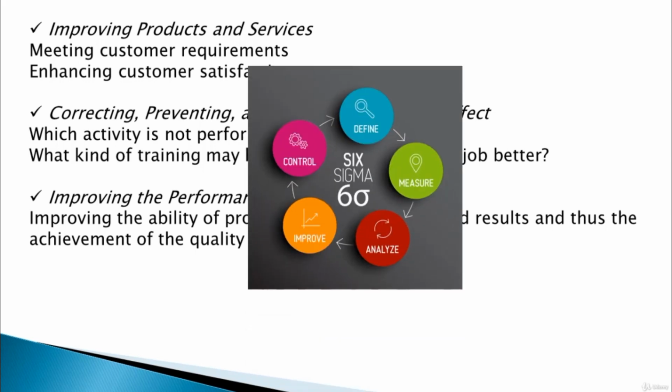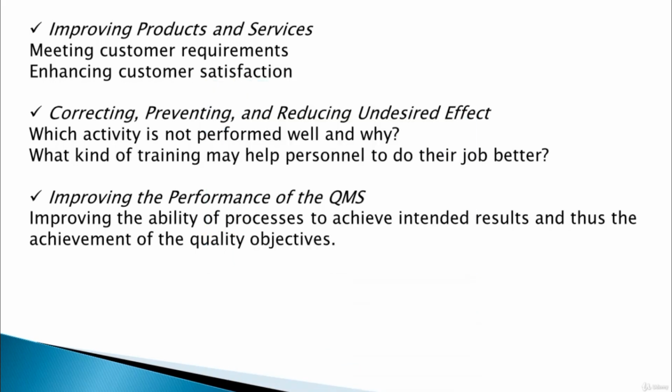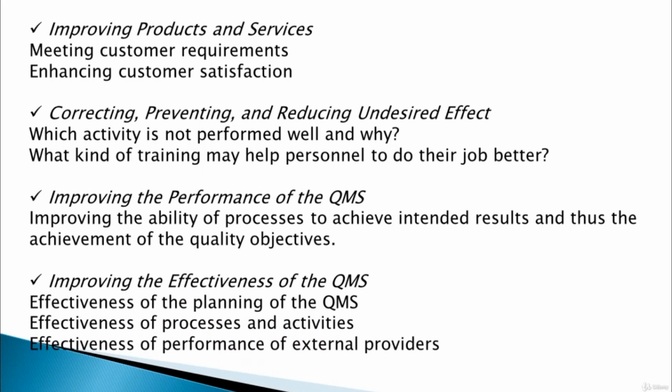We can name Six Sigma and benchmarking and total quality management. We can also talk about improving the effectiveness of the QMS or the quality management system. When we say effectiveness, we're talking about the effectiveness of the planning of the QMS, which means the implementation of processes and operations. Effectiveness also means the effectiveness of processes and activities, and the effectiveness of performance of external providers, which basically means the suppliers and their ability to deliver products and services in accordance with predefined requirements.